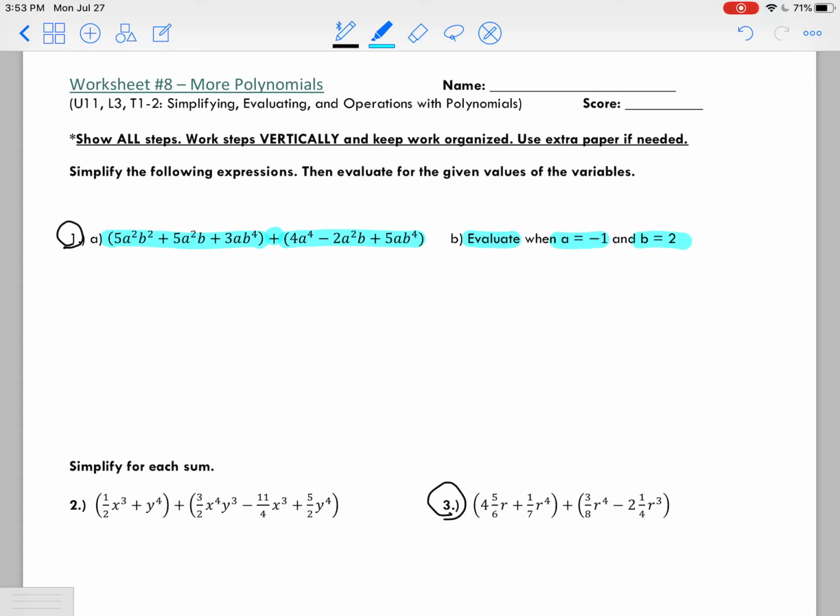One of the things that I would always look for first is to look inside and make sure, is there anything inside these parentheses that we could simplify first?